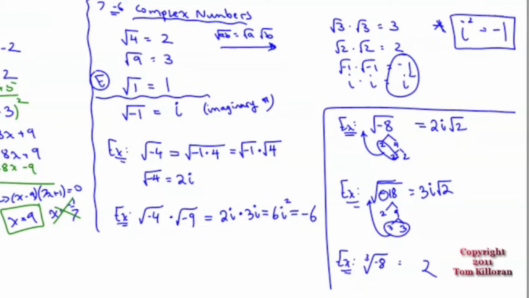It's an even index. This is an odd index. You don't care if it's positive or negative. -2 times -2 times -2 is -8. But if it's a square, so what if it was 4? It would be the cube root of -4, no.